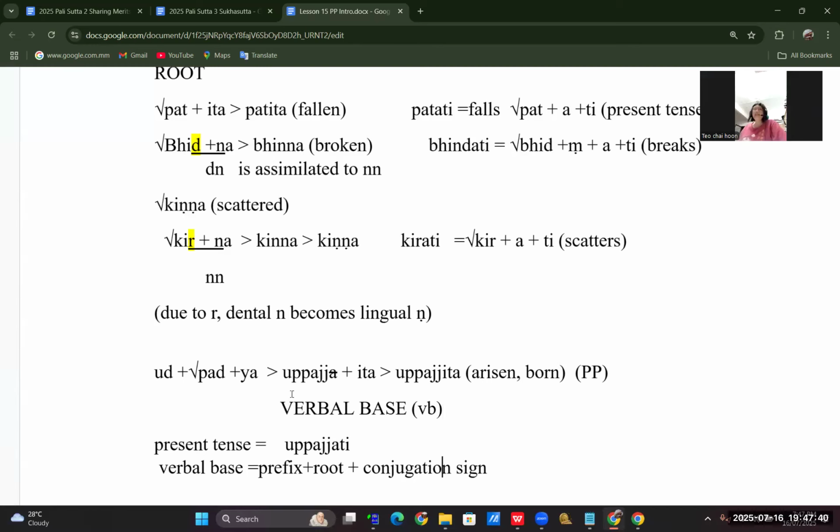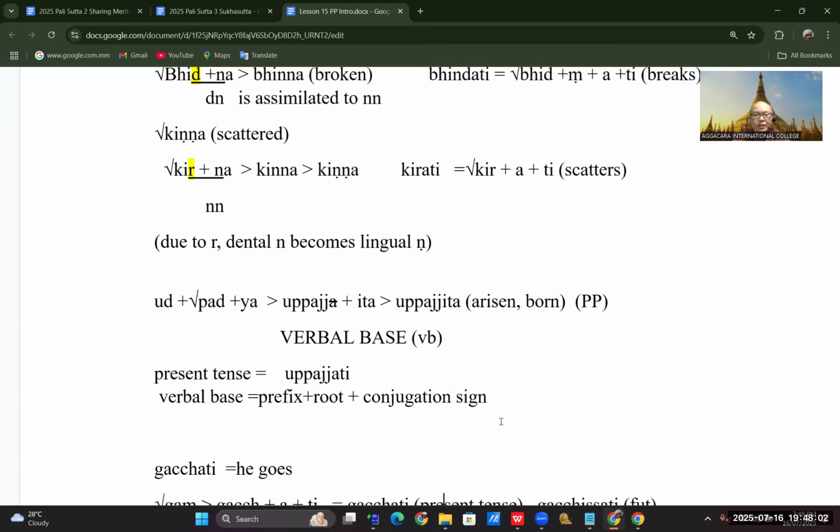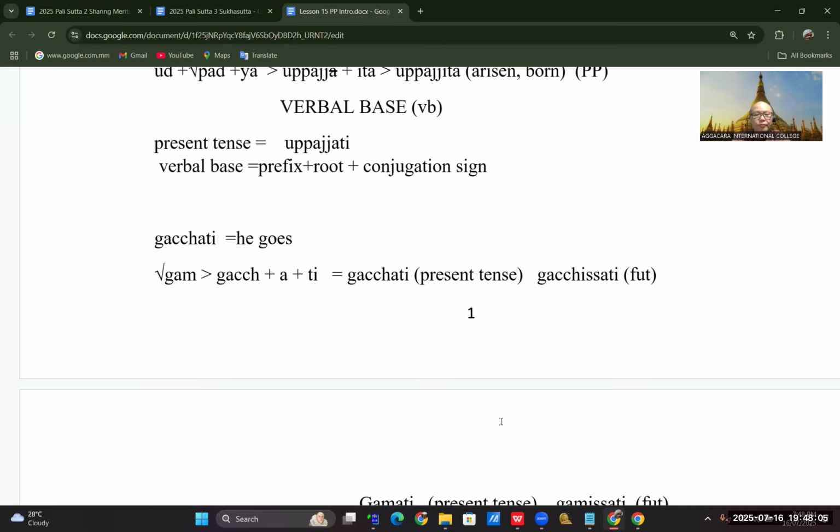All right? Okay. Present tense is upapachati. So the verbal base means you have the prefix ut, root pach, and then conjugation. So upacha and ita: upachita, arisen or born. So far it's still okay, right? It's not so difficult. You either put the ita or ta, or the ina or na. That's all. Okay? So far, up to here, not so difficult. Okay, so this one is easy.